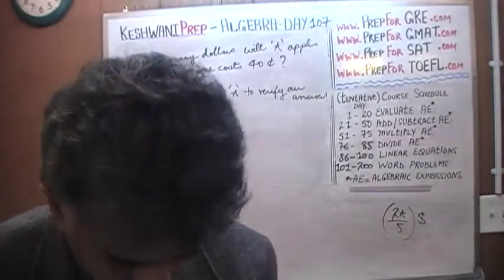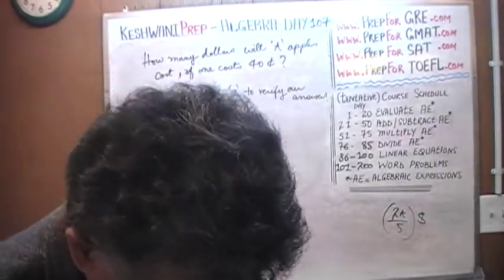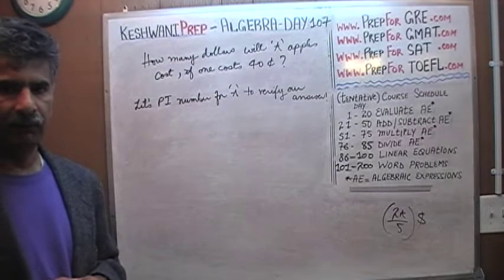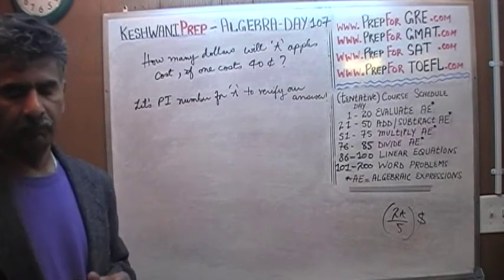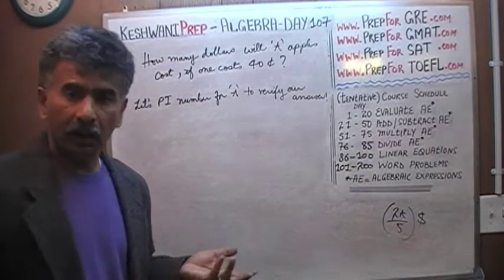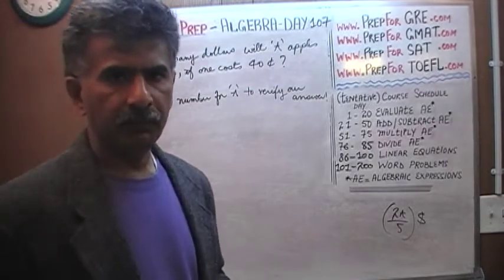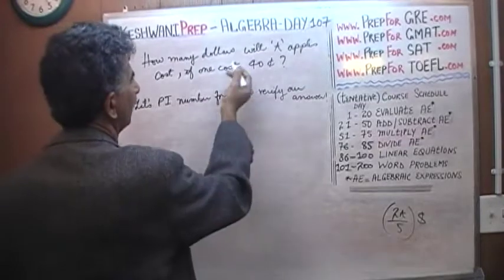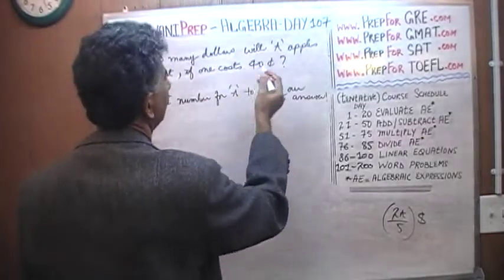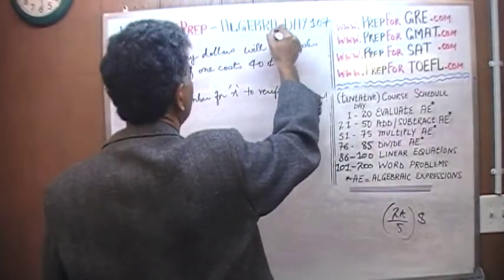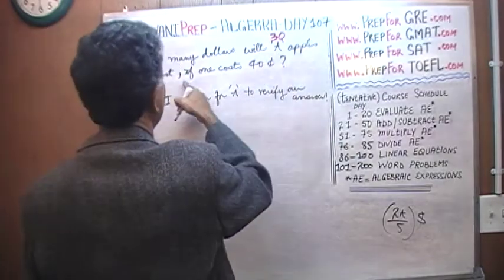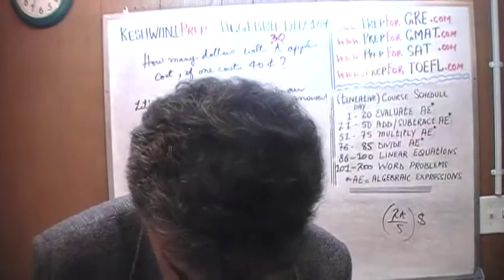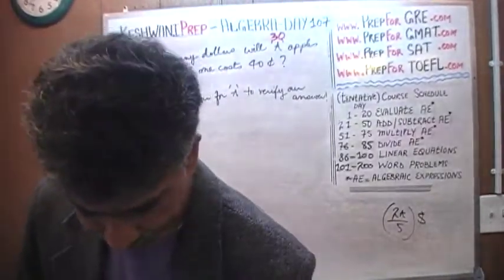What should we plug in for A? Another way of phrasing the same question would be, how many apples do you want to buy? Let's buy 30 apples. How many dollars will 30 apples cost if one costs 40 cents? So we plug in 30 for A. Remember that, okay?